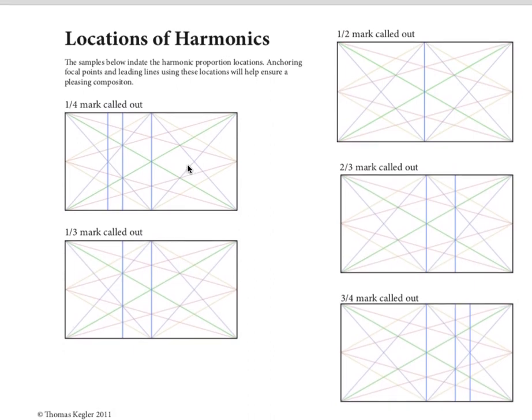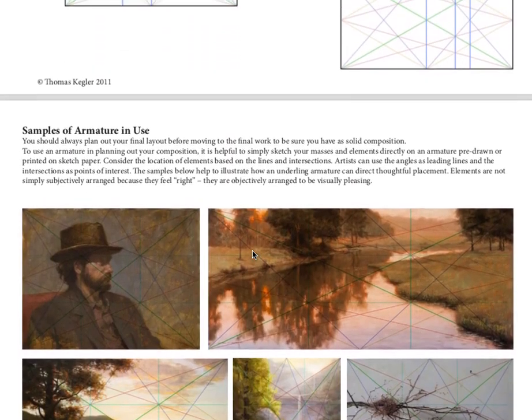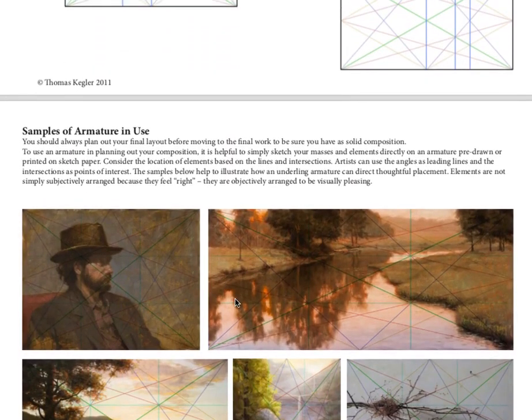On page 3, he shows different divisions of the harmonic armature. You have 1/4, 1/3, 1/2, 2/3, and 3/4. And he's showing all of these there. And I believe I have this in my user's guide as well. And then the last page is a few samples of him using the armature in his paintings. And I have a pretty good amount of his paintings on my website analyzed using the harmonic armature. So it'll give you a good idea.